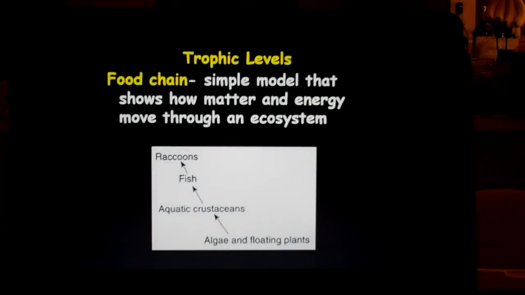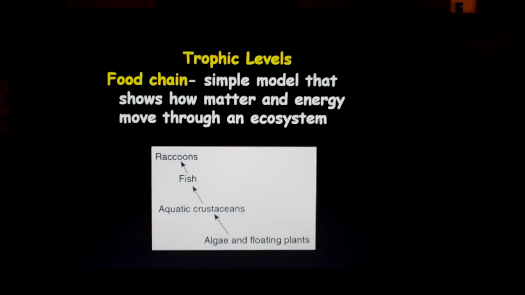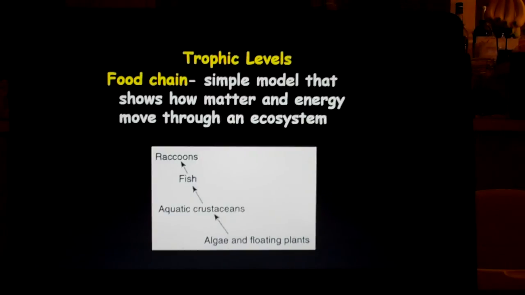Okay, so with the trophic levels, if we look at a food chain, notice this is a food chain and not a food web, so it goes in a straight line. A food web looks like a web. The food chain is a simple model that shows how matter and energy move through an ecosystem. So we're looking at a food chain that starts in either the ocean or a river, and it goes up through the land, because we're starting with algae and going through fish to raccoons.